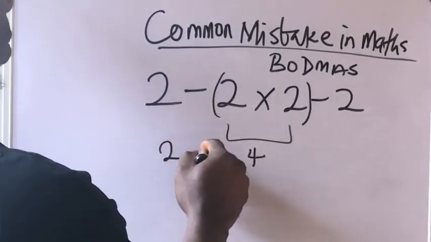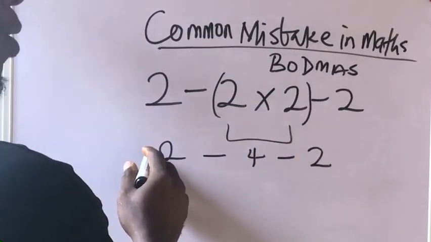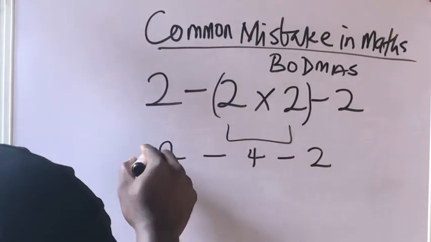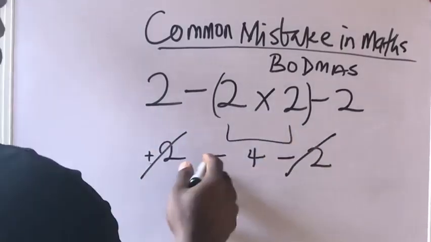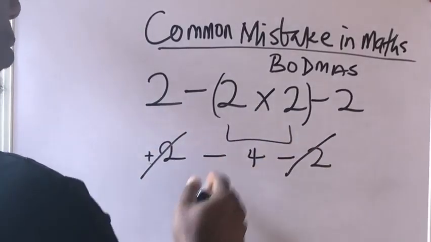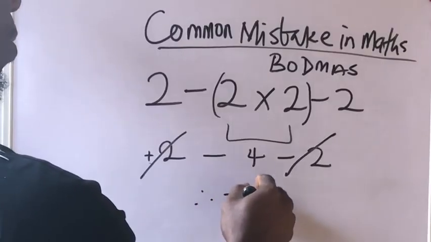Bring down your 2 minus 4 minus 2. This is plus 2. There's a visible plus here, and an invisible plus here. Plus 2, we cancel out this minus 2. And what we have left is what? Minus 4. So therefore, your final answer is what? Minus 4.